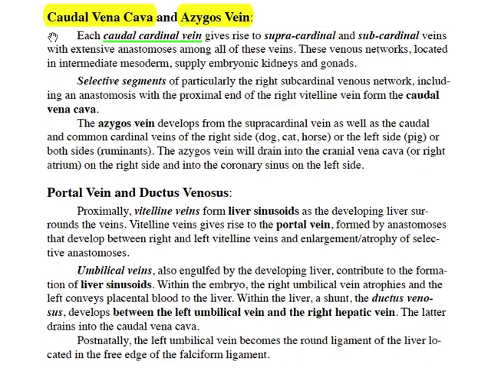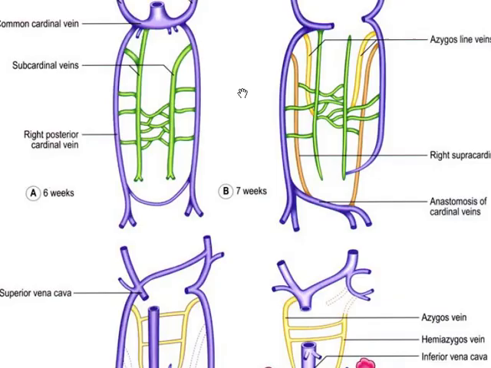The adult caudal vena cava and azygous vein are derived from caudal cardinal veins bilaterally. The caudal cardinal veins give rise to supracardinal and subcardinal venous plexuses, and in the adult, the caudal vena cava and azygous veins are formed by a patching together of segments of these embryonic veins. This textbook image shows 4 stages of venous development in the abdomen.